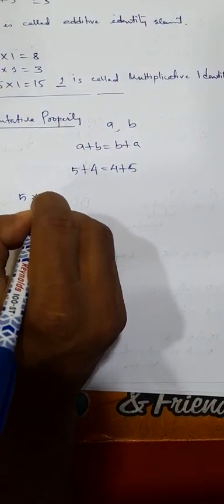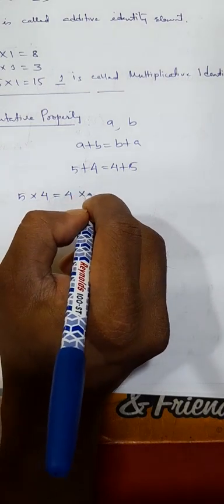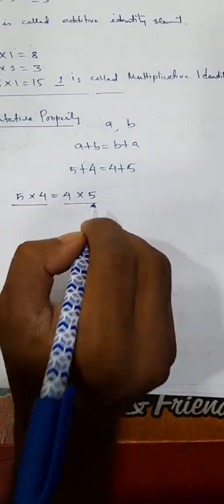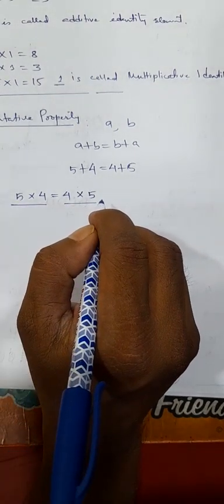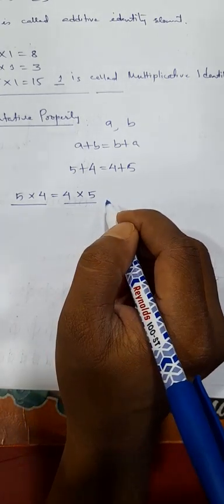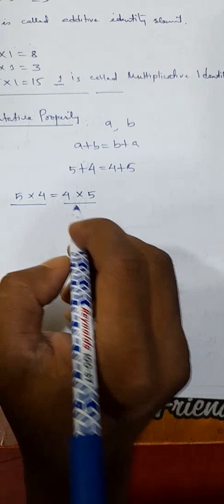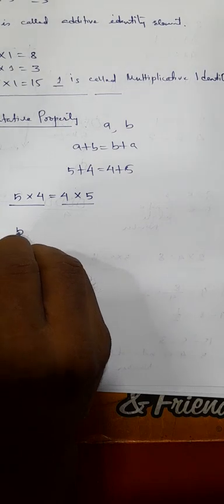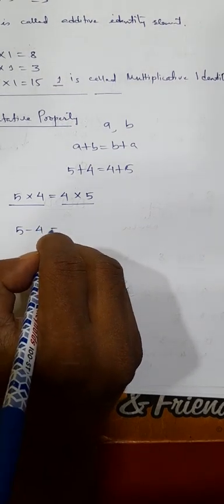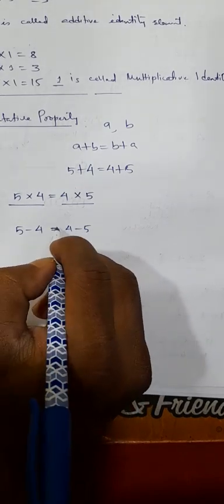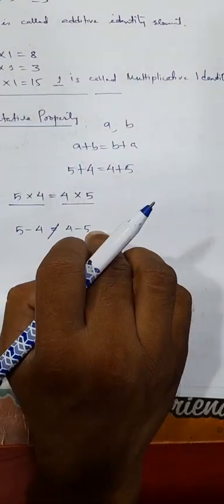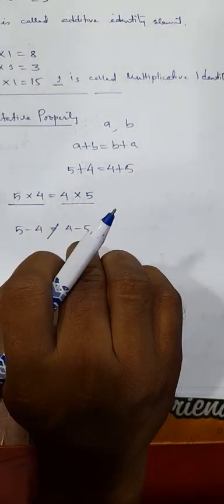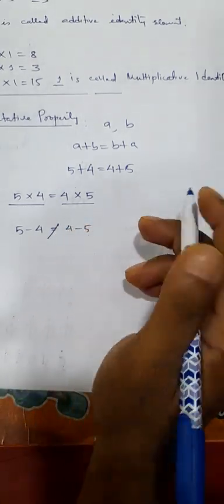Similarly, 5 multiplied by 4 equal to 4 multiplied by 5. That means the commutative property is also applicable with respect to the operation of multiplication. And commutative property is not applicable with respect to the operation of subtraction. Say for example 5 minus 4 and 4 minus 5, are they equal? No, they are not the same. 4 minus 5 is not a whole number, so 5 minus 4 is not equal to 4 minus 5. So in case of the operation of subtraction, the commutative property is not applicable.